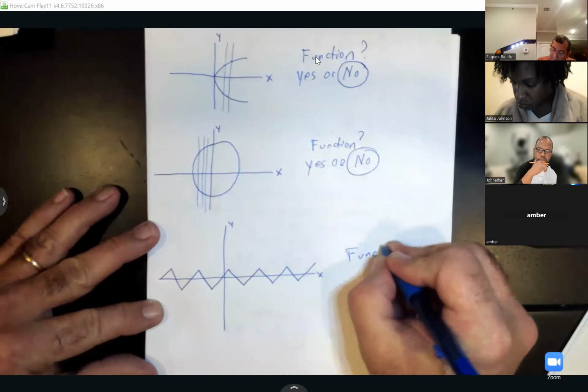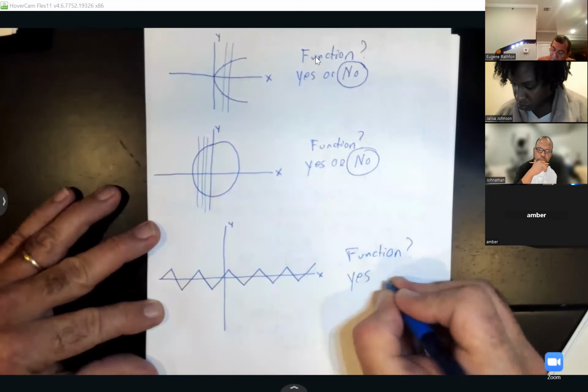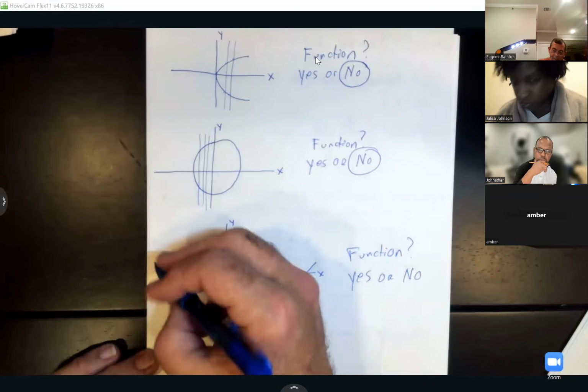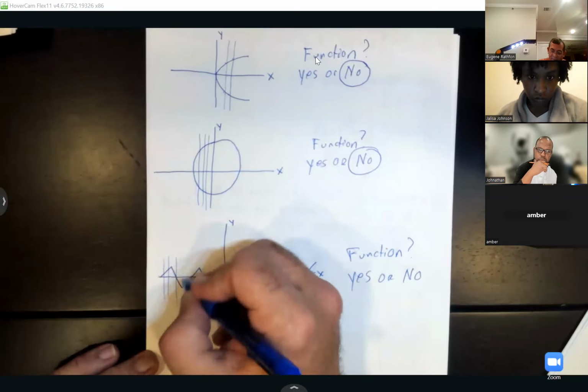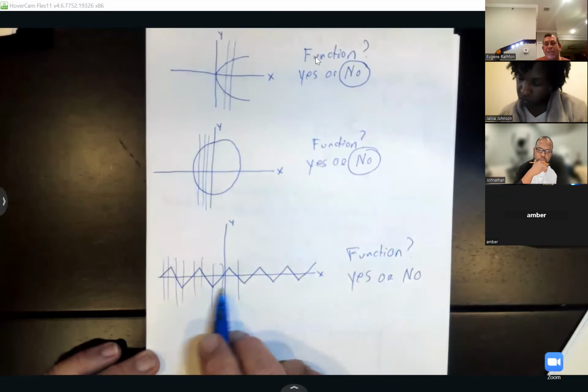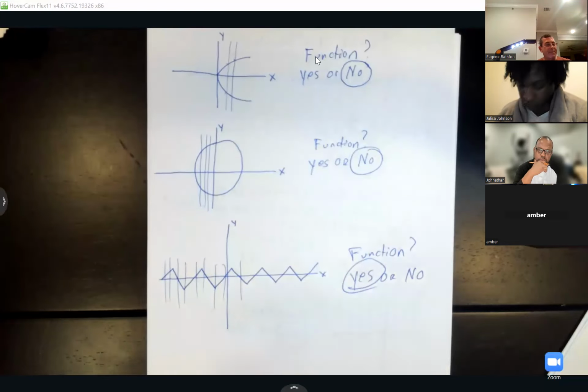Is that graph I just did a function? Yes or no? Yes. Oh, good job, because I can shoot them verticals. No matter where I go on that, it's going to intersect it just one time. So good job. That's a definite yes.